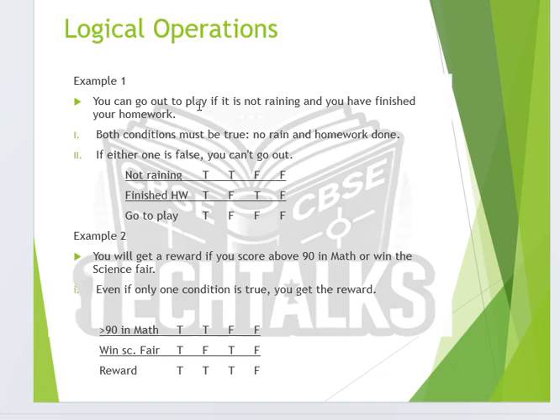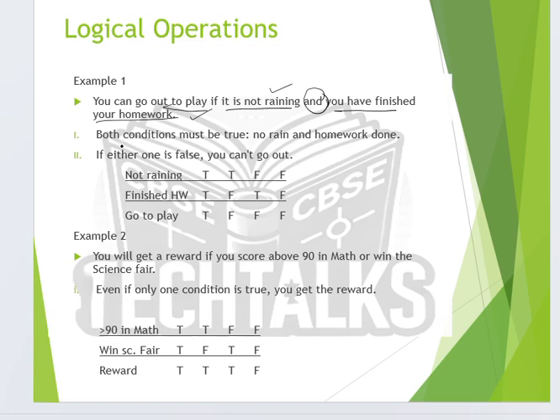With these two examples, we will understand the basic logical operators AND and OR. In example 1, it is mentioned: you can go out to play if it is not raining and you have finished your homework. Here, AND is the term used to join these two conditions, not raining and have finished the homework. The output of this expression, that is, you can go out to play, will be possible only when this condition and this condition are true.